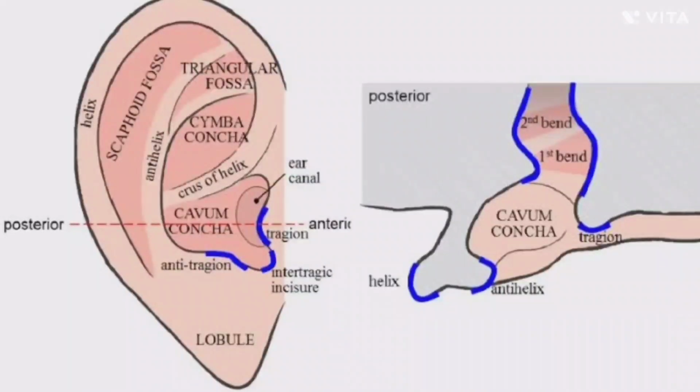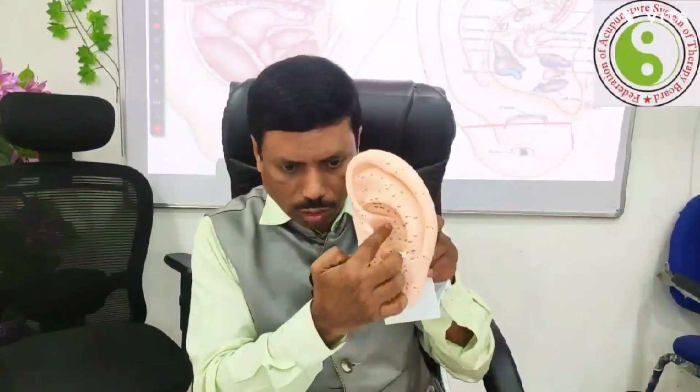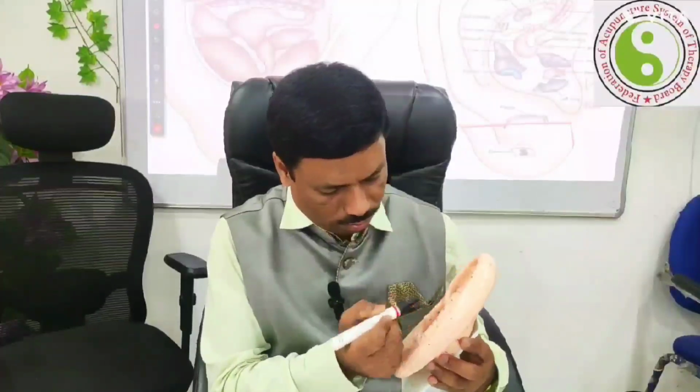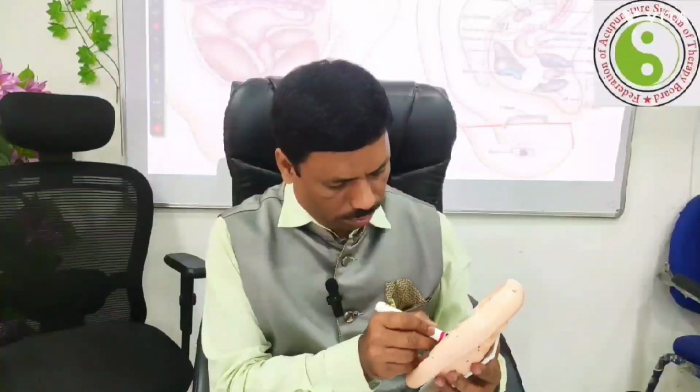On the lower portion, from here to here, markers. From here to here on the lower portion, this is called the crus, the crus of the helix. Below that is known as the thoracic cavity.